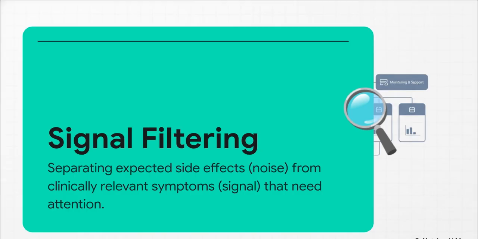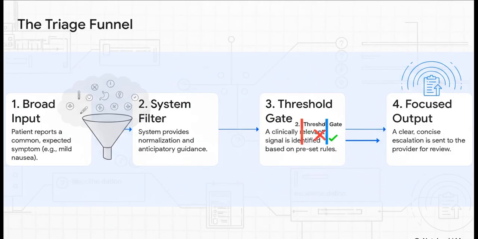The system is essentially trained to tell the difference between noise, all the expected, manageable stuff like a little bit of nausea that goes away, and signal, which are the actual clinically relevant symptoms that really do need a provider to step in. Just picture a funnel.